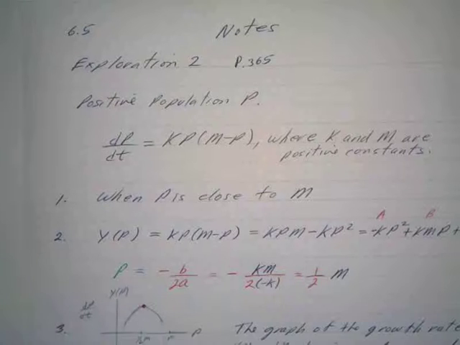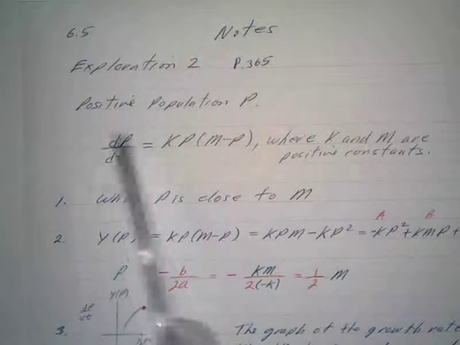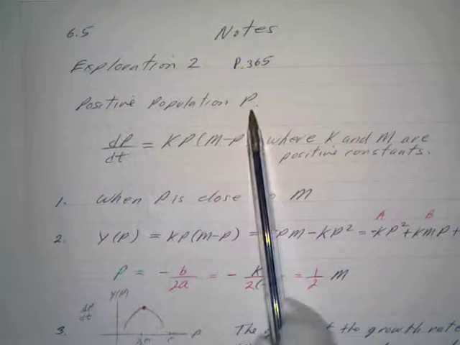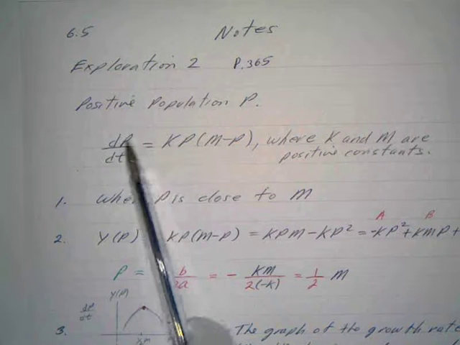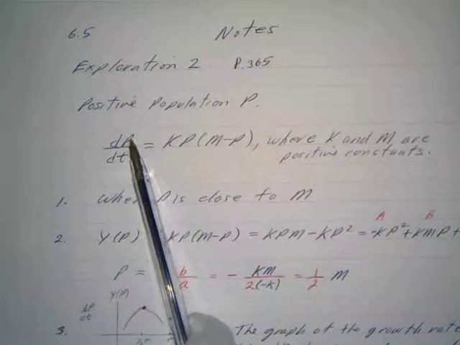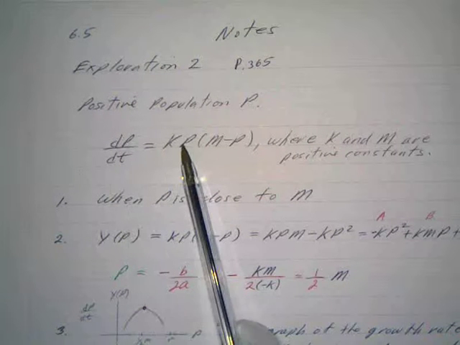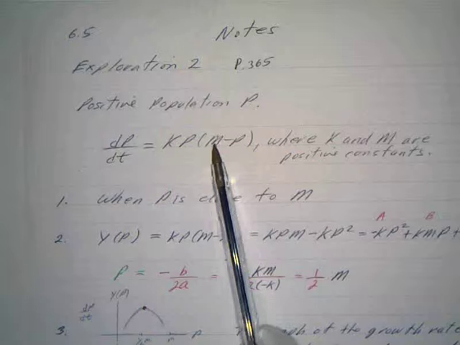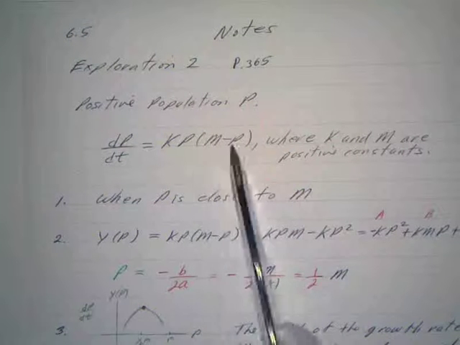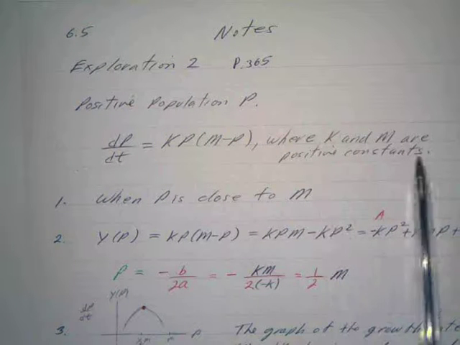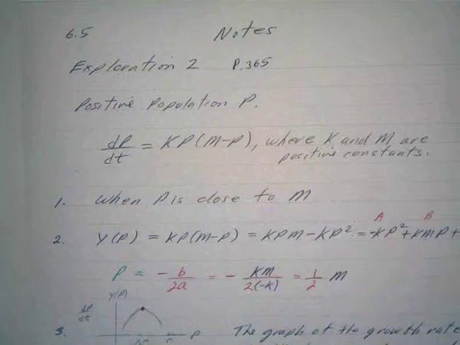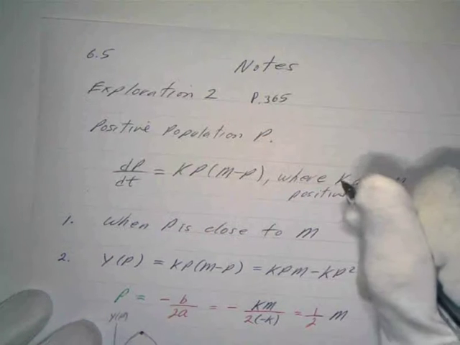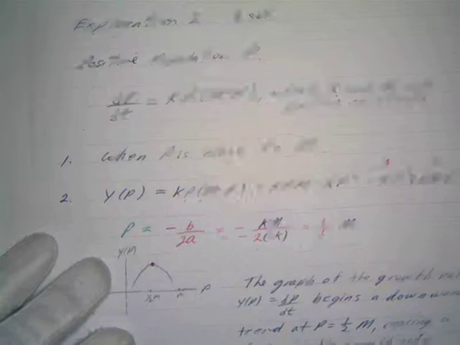Okay, it says, and again, this is for positive population P, and this is our logistic differential equation. The rate of change dP, the rate of change of the population with respect to time, is a constant times the population, and then this is our carrying capacity. So this is our limiting factor, M minus P, where k and M are positive constants. This is what I should have said in the last notes. I thought I said it someplace, but k is positive if it's growth, and M is positive. That's our carrying capacity. We're not going to have a negative carrying capacity.